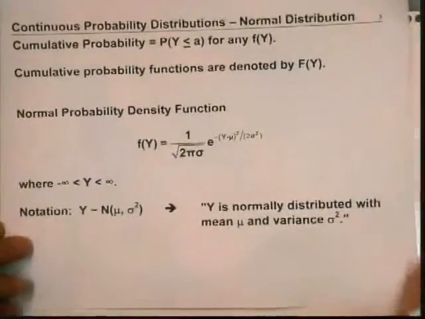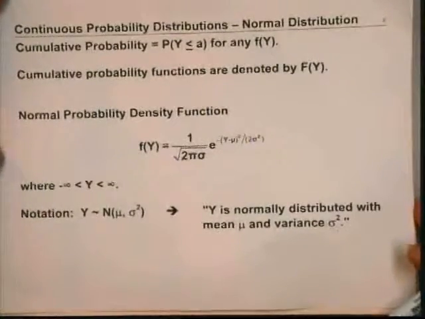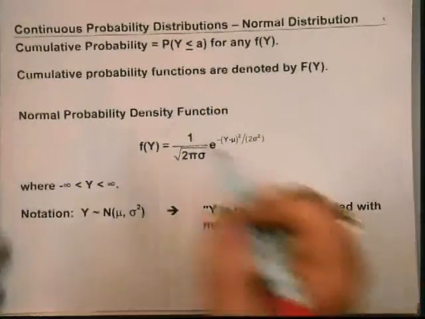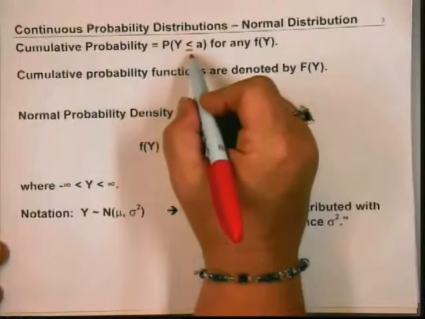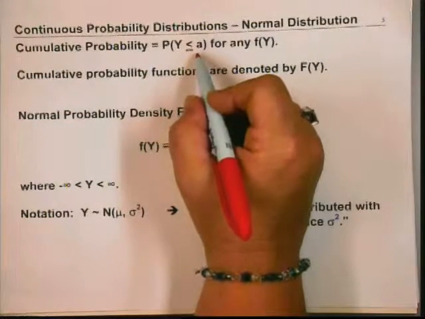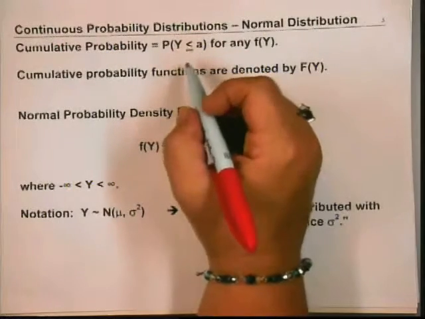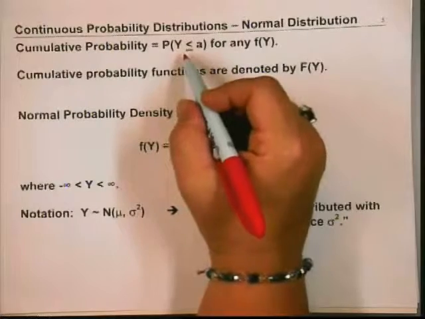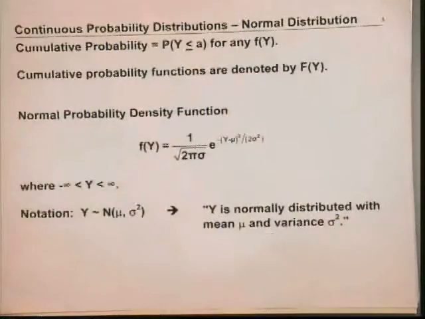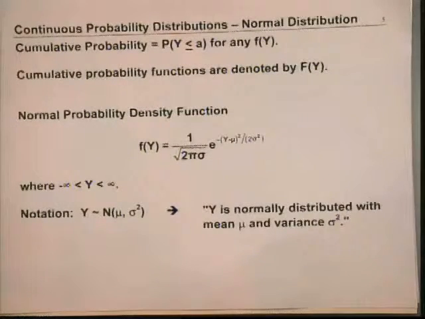Cumulative probability, whether we're talking about a discrete distribution or a continuous distribution, is the probability that y is less than or equal to some value a. Okay, so the cumulative probabilities are always less than or equal to. And so if you want to shade something in a picture, you're always shading the left-hand side of the image for the area in question. Okay?